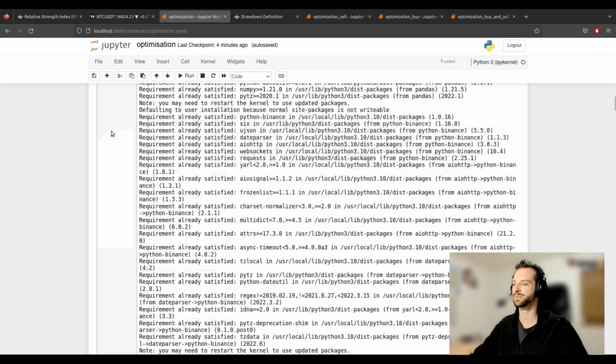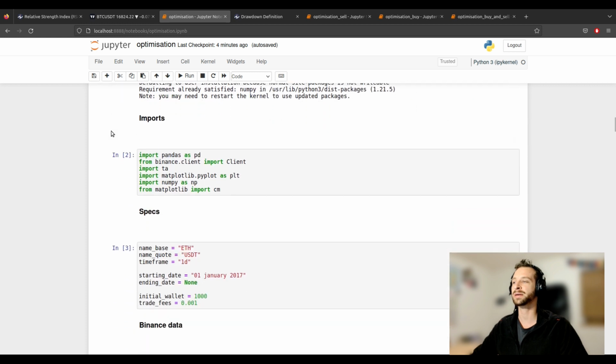This code is also based on a code that I presented in a previous video where I give an in-depth tutorial on how to backtest a simple trading strategy in Python. So for this reason, I'm not going to go through all the details of this code. I really want to get to the optimization part and the results for today.